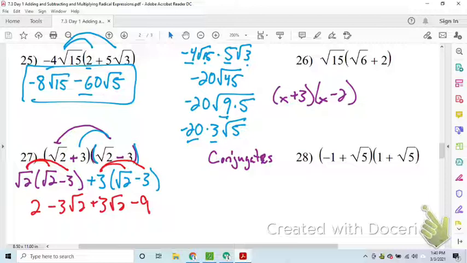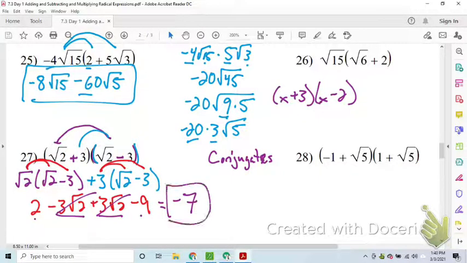When you multiply conjugates, these middle roots, they go away. They always should be the opposite signs. So those are done. Now all we have to do is worry about 2 minus 9. And so our answer here is going to be just negative 7. No root or radical in our answer. That's it.